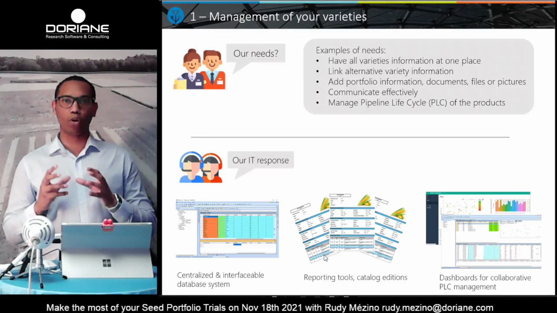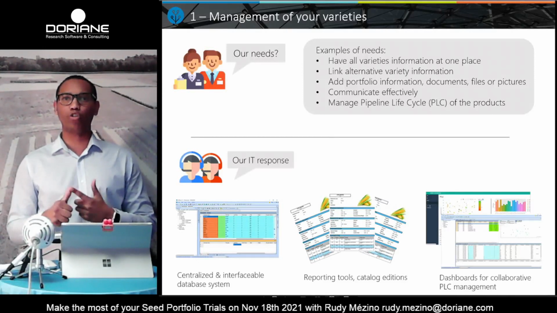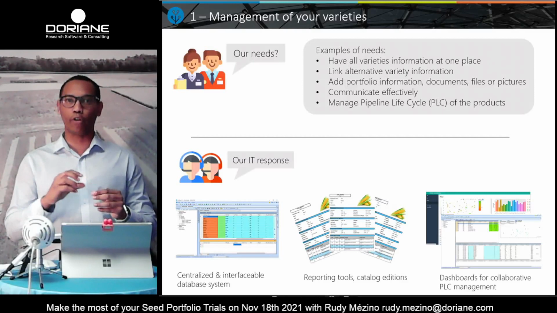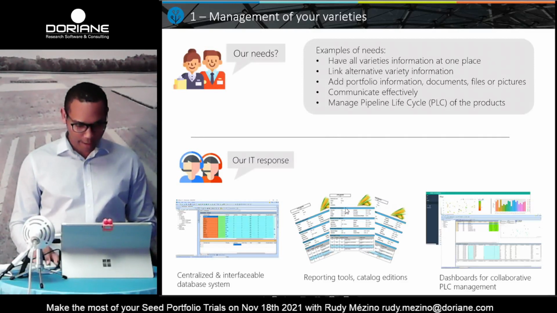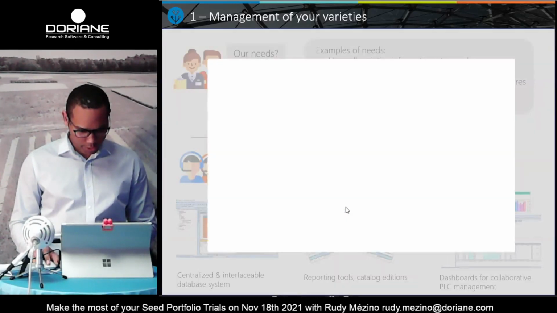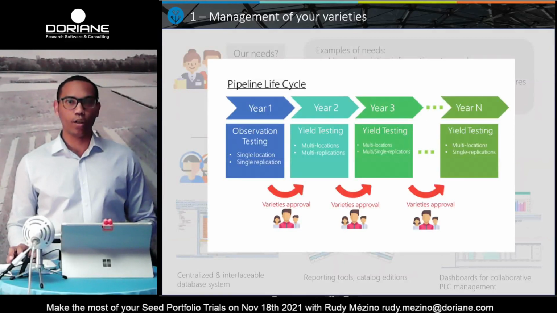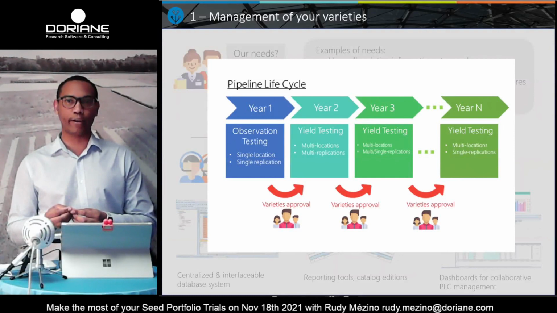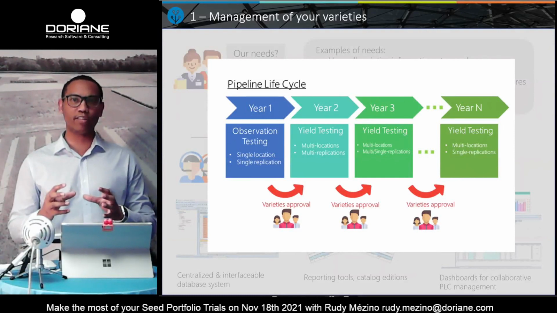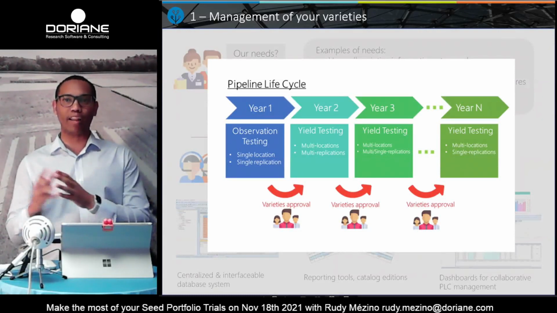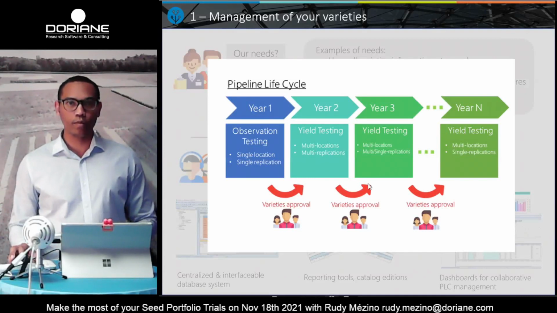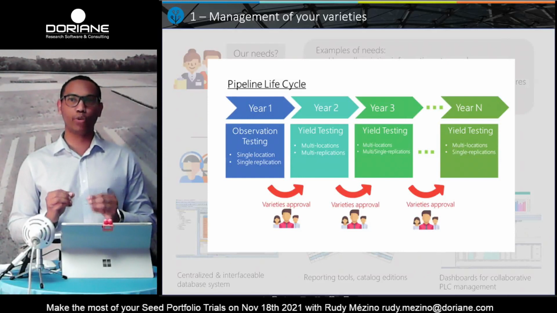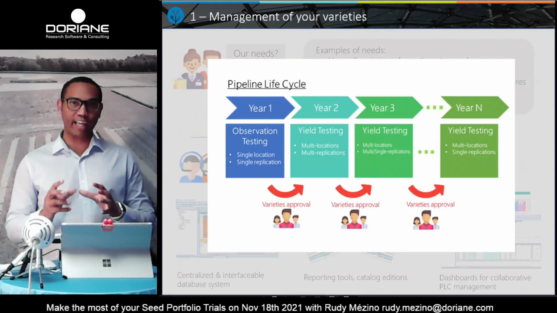What about product life cycle management? How to manage a product efficiently over years? Here you have a diagram that represents an example of a pipeline life cycle. How to identify a product that should be recommended for advancement? How to manage efficiently the approval of the product to meet current and future needs of customers within the target market?